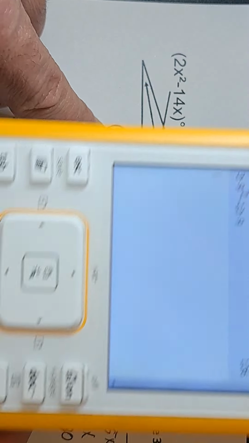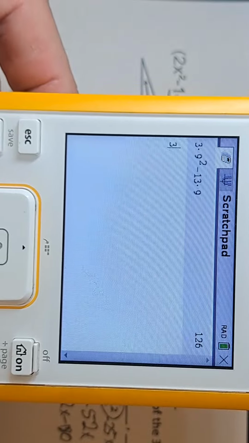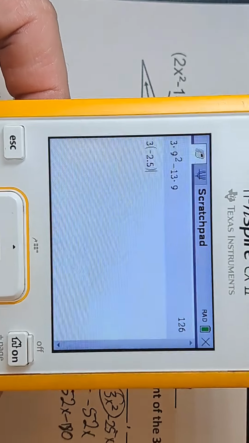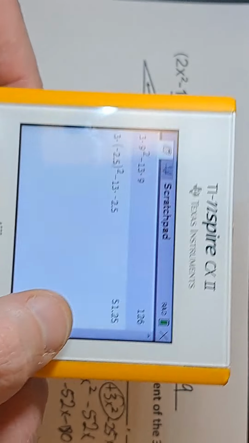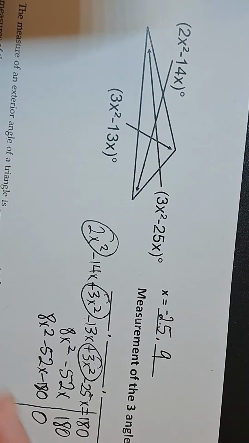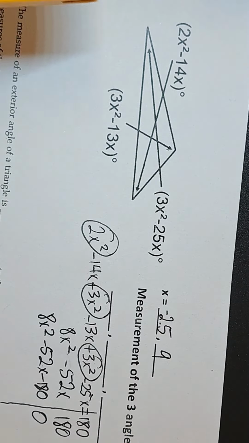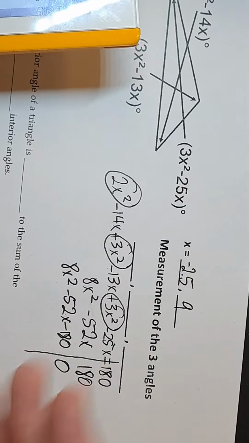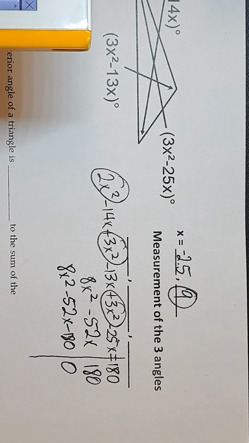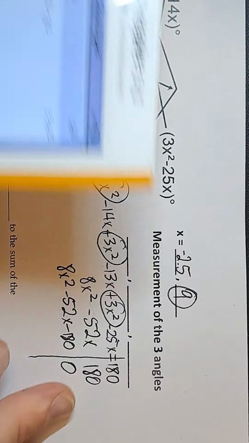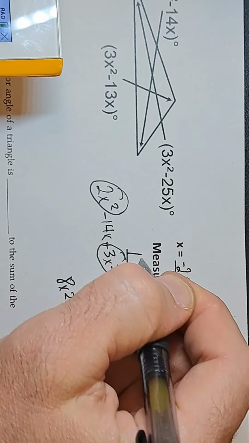So I'm plugging in negative 2.5 here. 3 times negative 2.5 squared minus 13 times negative 2.5 gives 51.25. There's no way that angle is 51 degrees. So 9 is the one that makes the numbers make sense. So that angle right there is 126 degrees.